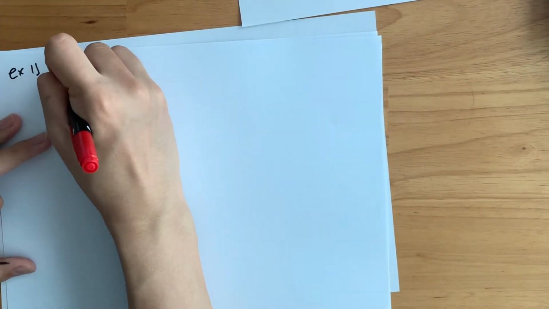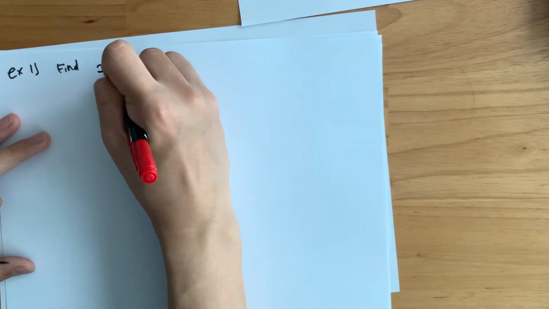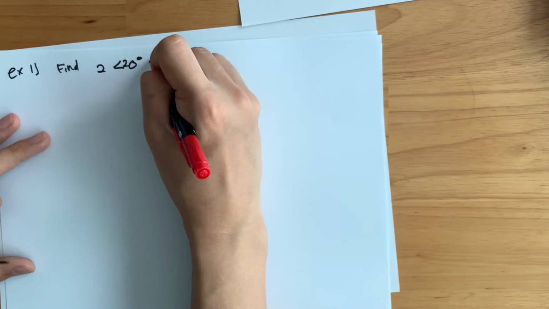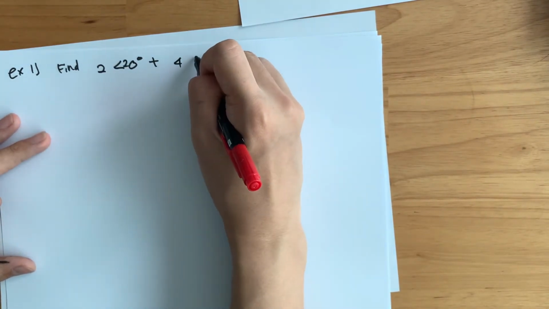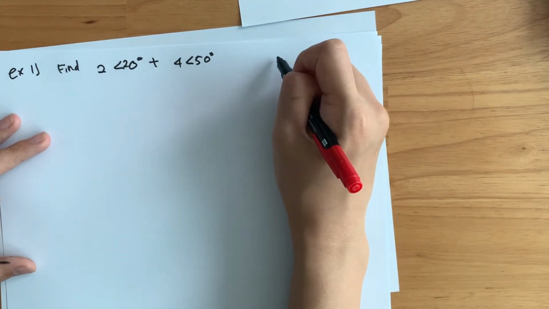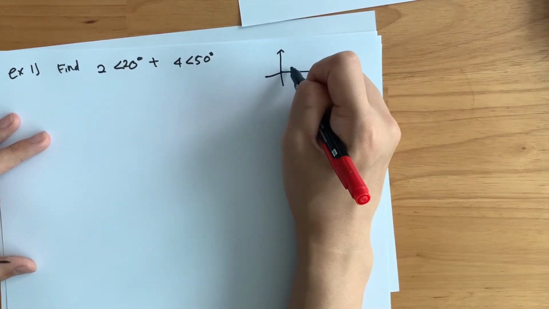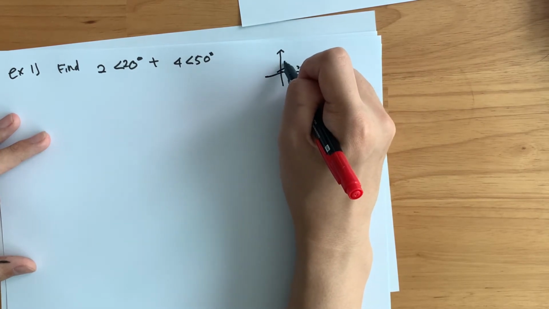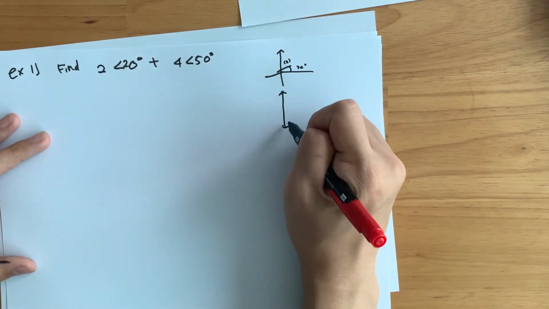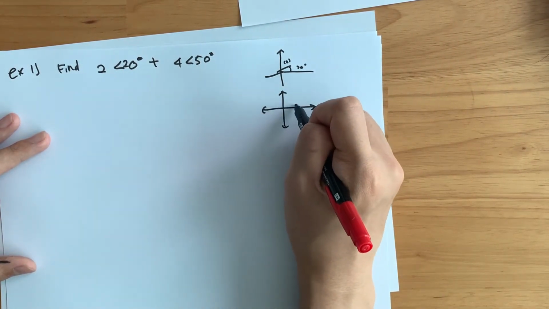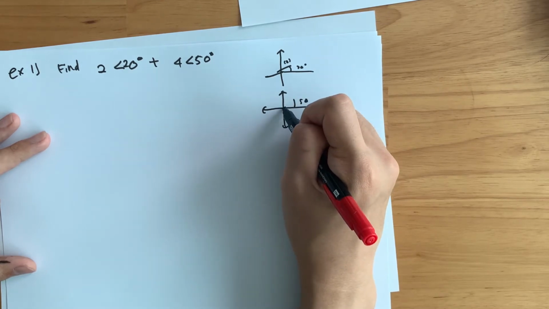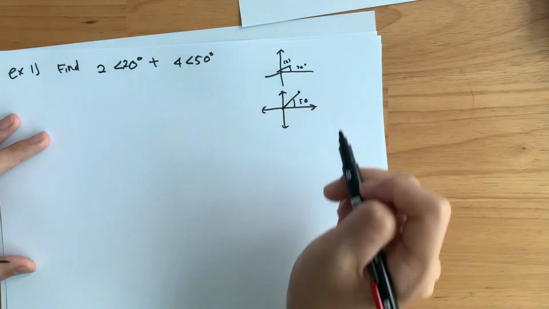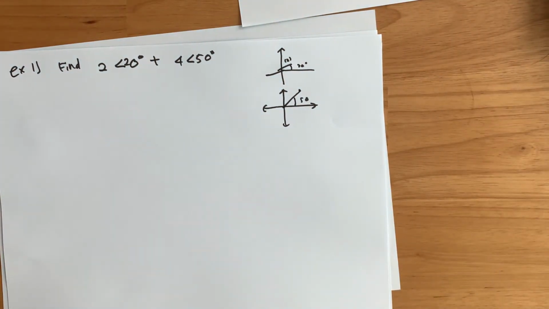Example 1: find the sum of (2, 20 degrees) and (4, 50 degrees), which are in polar coordinates. So this is like 20 degrees, and this length is 2, and the other is 4 at 50 degrees, and this should be longer, right? Let's say we add these up in polar coordinates. How do we do this?